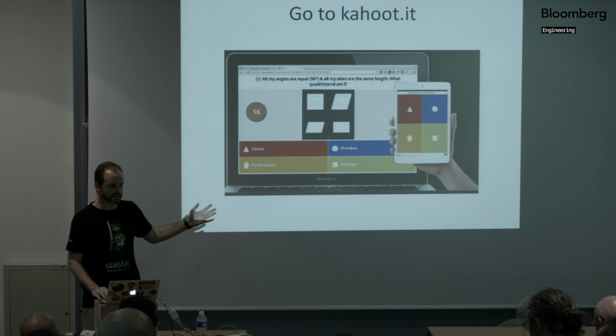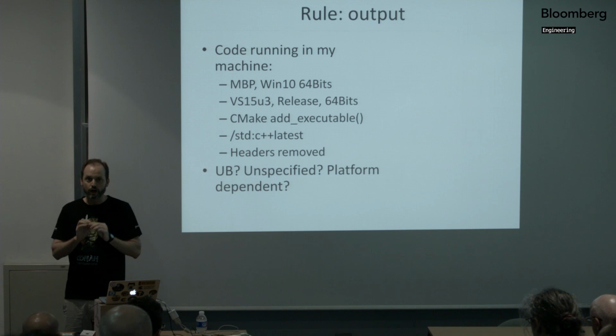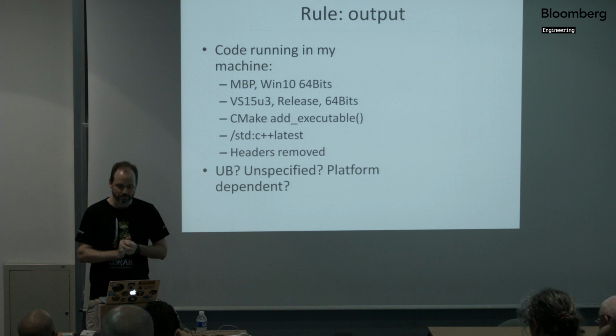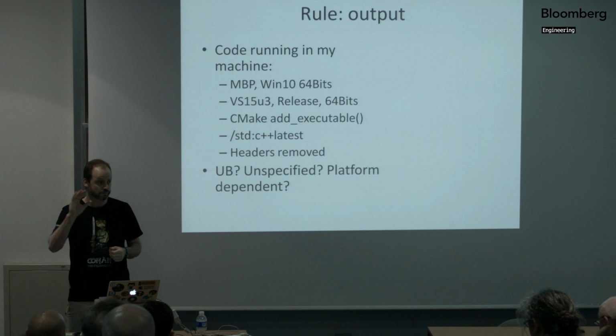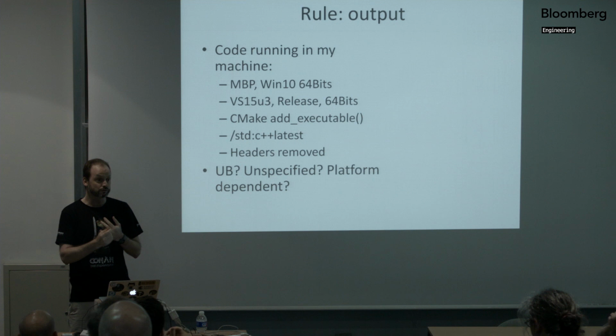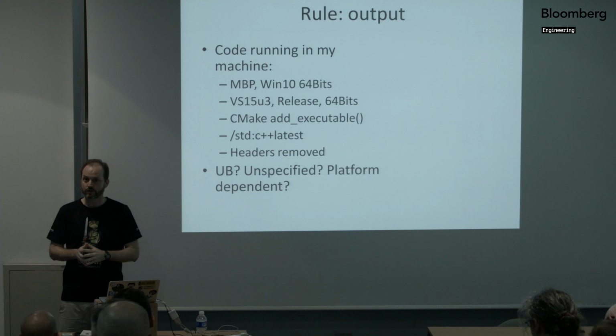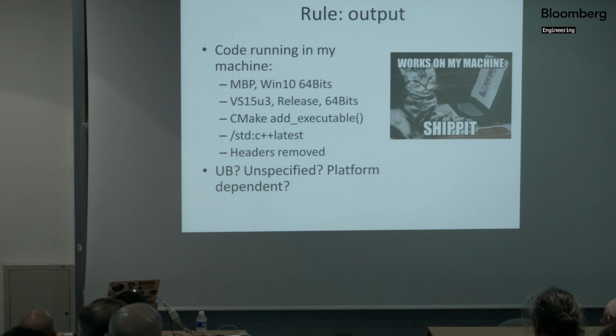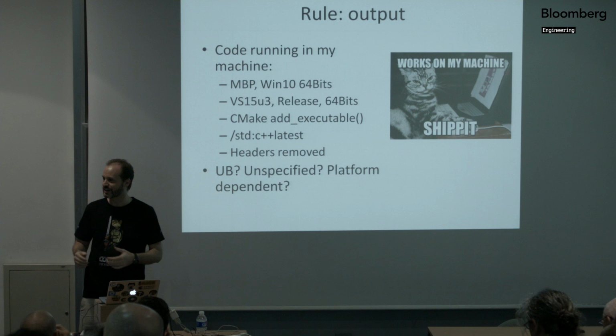This is the output of this code running on my machine. It's a MacBook Pro running Windows. It will compile with Visual Studio 15 Update 3, with CMake in the release configuration, 64 bits, using the latest C++. The headers are the only part that I have stripped from the code, but otherwise the code is complete. It always compiles, it always runs, it doesn't check faults, and I want the output of this code. It might be undefined behavior, maybe something unspecified, something platform dependent. I don't care. It runs on my machine. So for once in my life, I can say this: you are not my managers. It runs on my machine. So now it's your time to figure out the output of this.